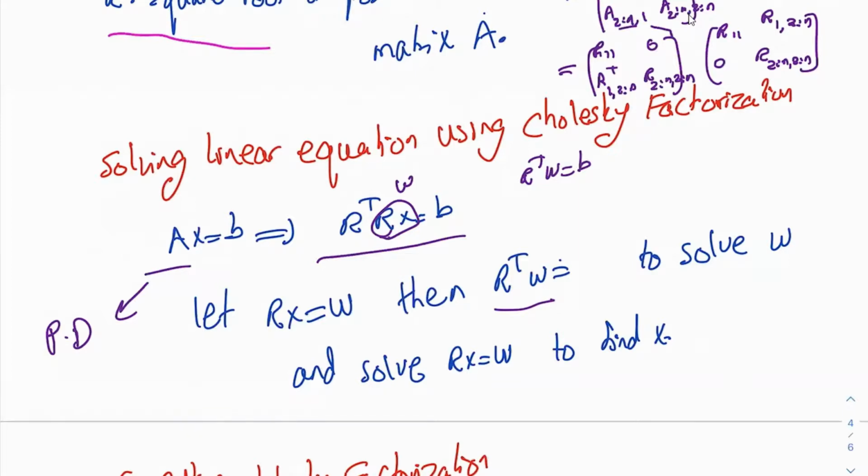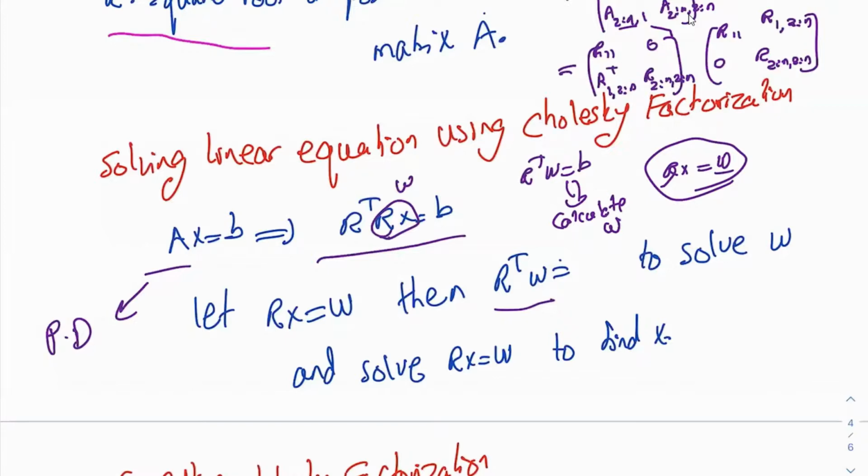Okay. Now, once you solve this one, you get w from this. But then we had Rx equal to w, right? So you have R, you have w, and this one also can be easily solved because R is an upper triangular matrix. Then you can find x. So that's how we find the solution of a system of linear equations using Cholesky factorization, given A is positive definite. Otherwise, A wouldn't even have a Cholesky factorization.